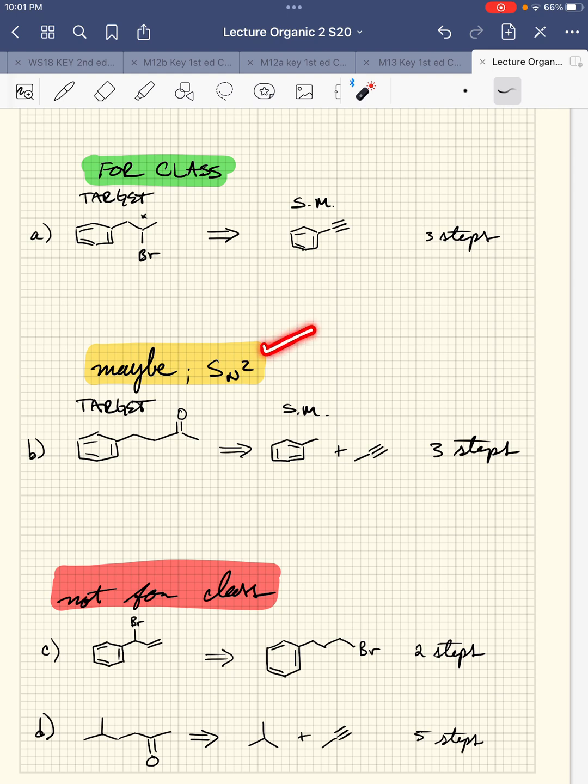Maybe we'll give this one a shot. This involves SN2 chemistry. I'm not sure how familiar we all are with that. So this is one that we'll put on the maybe list. And these ones I don't think we'll do for class unless we really feel like it.